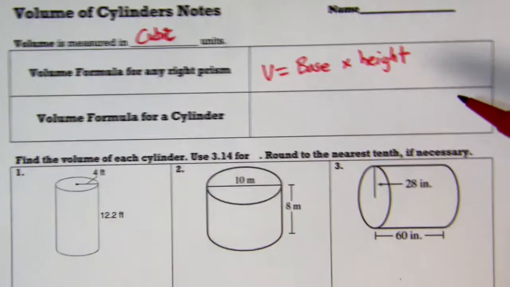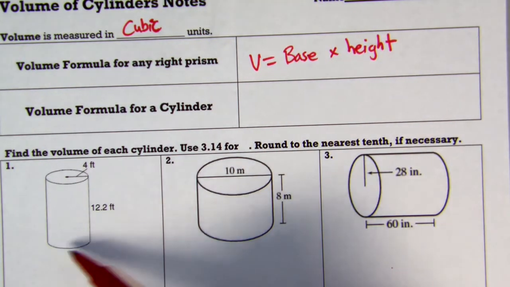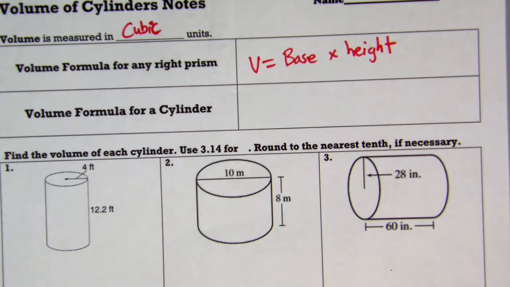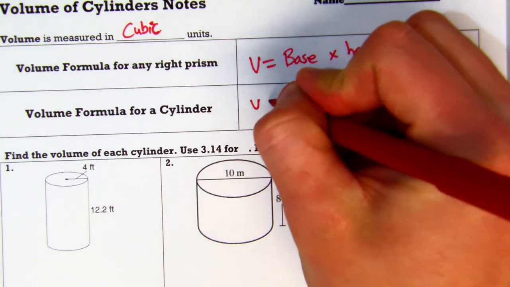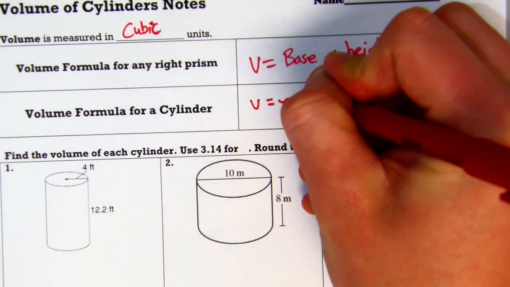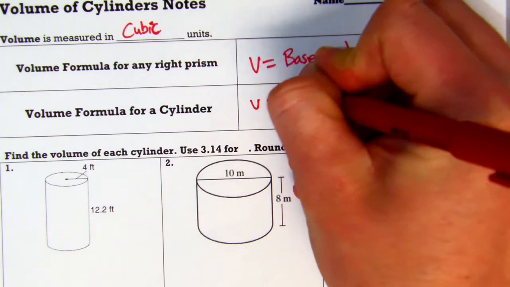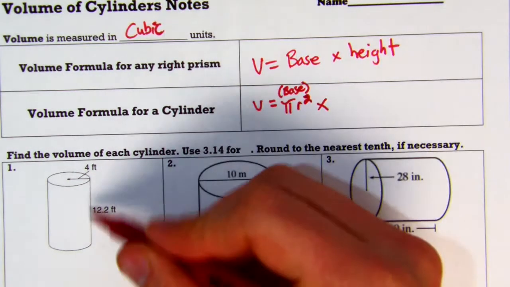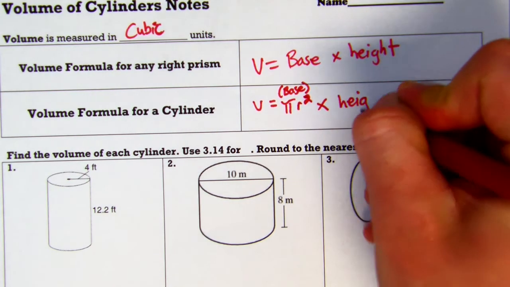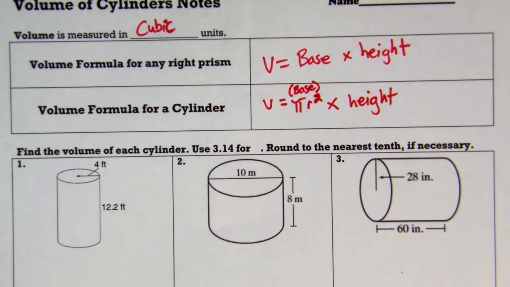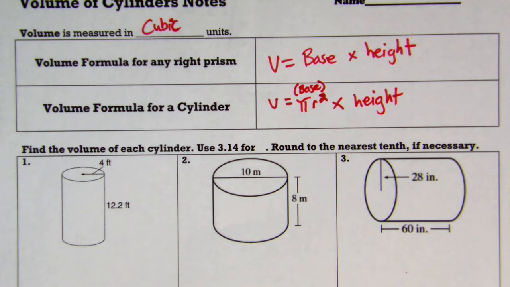Just like a rectangular prism, where we found what the actual base was, we're going to do the same thing for the cylinder. The base of a cylinder is a circle, and we know that the area of a circle is pi r squared. So that is going to be the base of our cylinder, pi r squared. Then we're going to multiply that by the height. Same idea. Alright, let's use that equation to solve for the volumes of our cylinders.